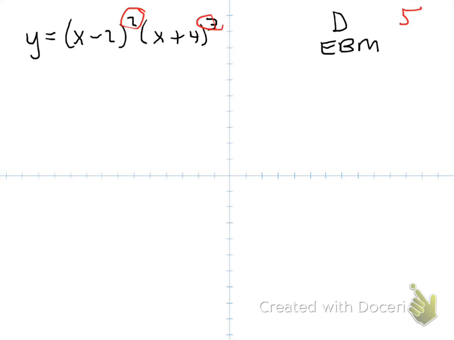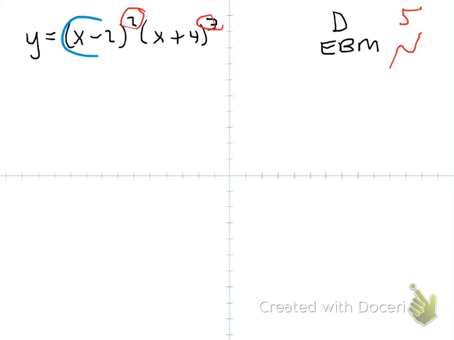And then the end behavior model, since A is positive, it's going to go up from left to right. Odd degree, A positive, goes up from left to right. And then next thing we want to do is, again, plot the X-intercepts.